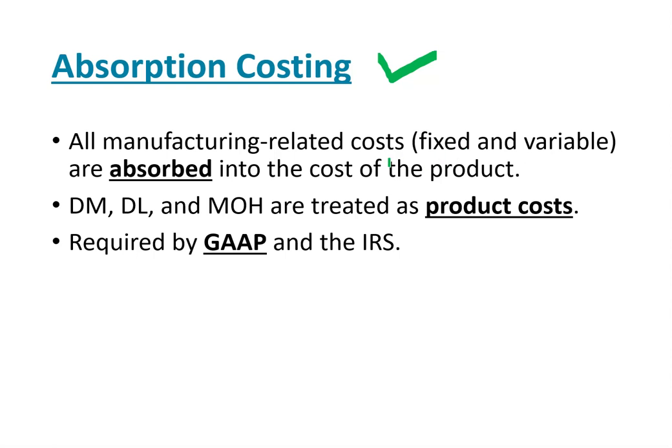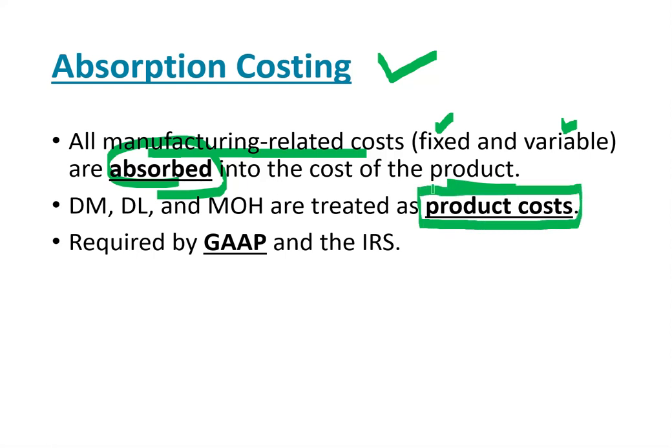And that simply means that all manufacturing related costs, either fixed or variable, are absorbed into the cost of production. Okay, just like you saw in the value chain, all manufacturing costs are in production costs. So that's direct material, direct labor, manufacturing overhead. They're all treated as production costs. And that's kind of what we've been doing all along. And we've done it because it is GAAP. And also that's how you report it on the IRS. So absorption costing is nothing new. This is what we've been doing all along.